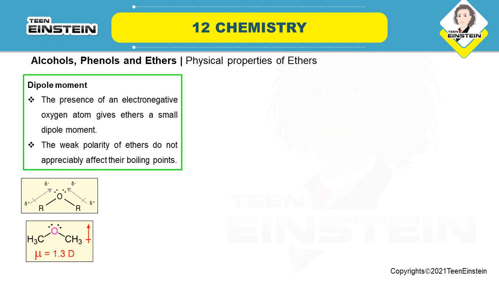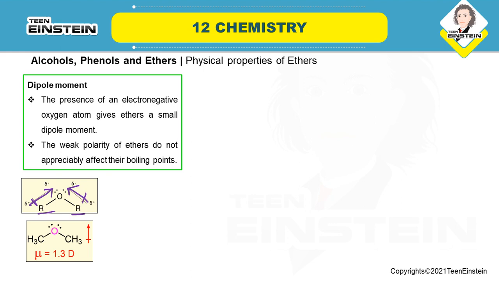So after finishing preparation methods of ethers, next we will see physical properties of ethers. Now the first point under physical properties is dipole moment. The presence of an electronegative oxygen atom in ether gives them a small dipole moment. Okay, so look at this structure. We have taken the general ether structure ROR. Now as oxygen is more electronegative, the direction of this dipole moment will be towards oxygen. This is also the same. So there is a small amount of dipole moment present.